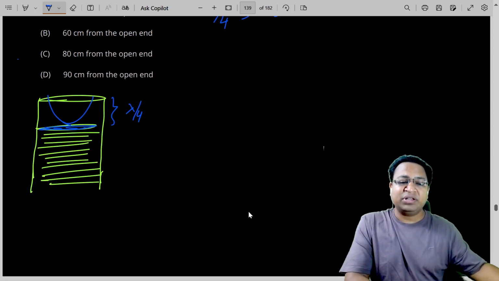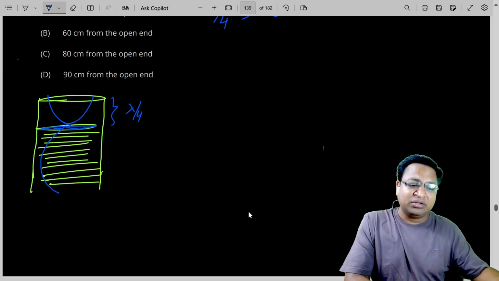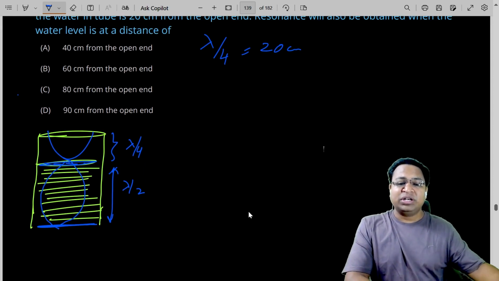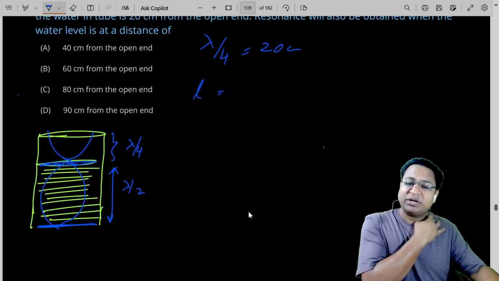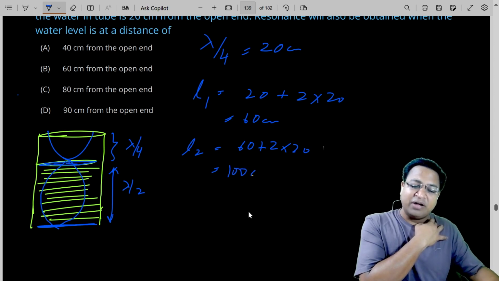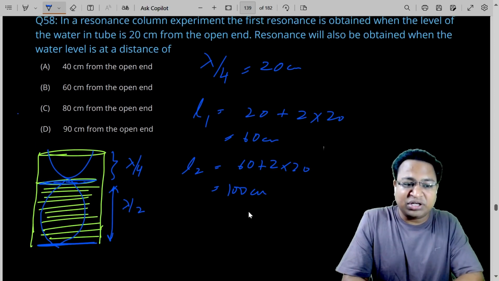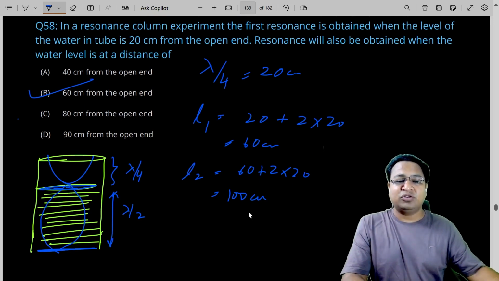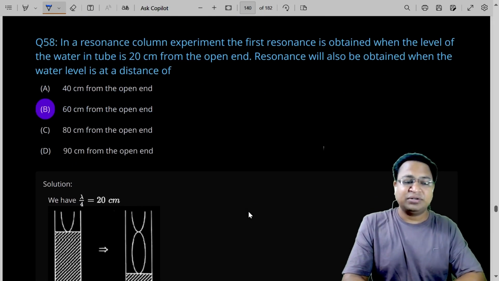Now, next time when the resonance happens, we are able to accommodate one more loop. That means the length increases by lambda by 2, so the next value for which the resonance will take place will be 20 plus 2 times 20, that is 60. The value after this will be 60 plus again 2 times 20, that is 100. So every time you just keep on adding 40 centimeters. Out of the given values, we are looking for 60 centimeters on the option. So option B would be the right answer here.